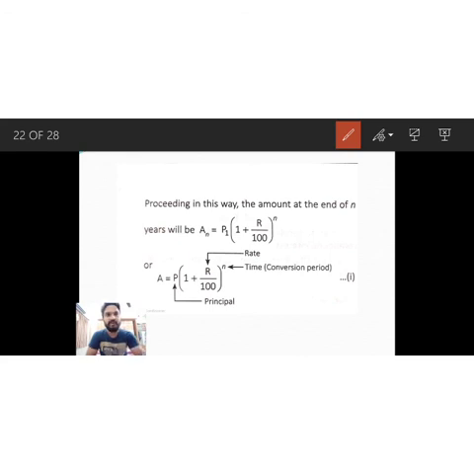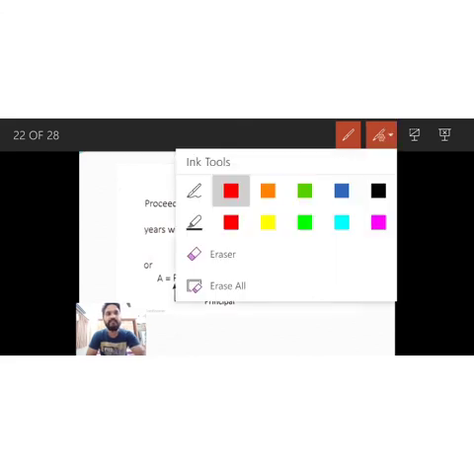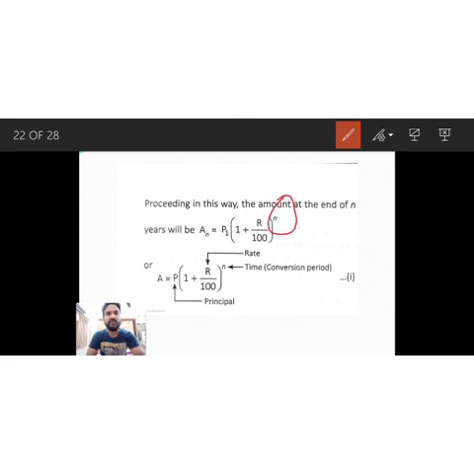We have a simple formula for compound interest. A_n equals P into bracket 1 plus R upon 100 raised to n, where A_n means amount, P means the principal, R means rate of interest, and n means number of years. In simple interest there is a T, while in compound interest there is an n, the number of years.